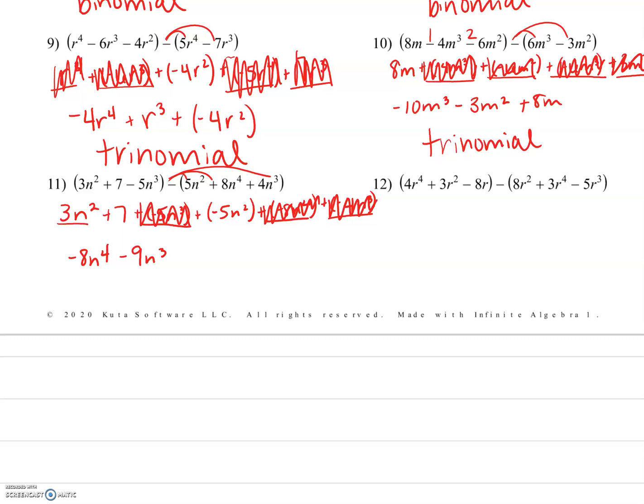Now our squares. 3n squared plus a negative 5n squared would result in negative 2n squared. Done with you, done with you. And all I have left is my constant. That would be my final answer. And I have 4 terms in the answer, so that would be a polynomial.